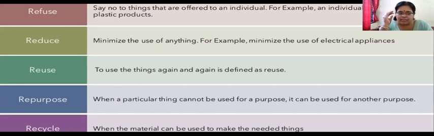So apart from the conventional 3 R's, that is reduce, reuse, and recycle, we have learned 2 more R's today. What are they? They are refuse and repurpose. Refuse means saying no to certain things. Unnecessarily, I won't buy anything. That is called refuse. And what is repurpose? When a particular thing cannot be used for a purpose, use it for some other purpose. That is called repurpose. So I hope you have understood about the 5 important R's. They are refuse, reduce, reuse, repurpose, and recycle.